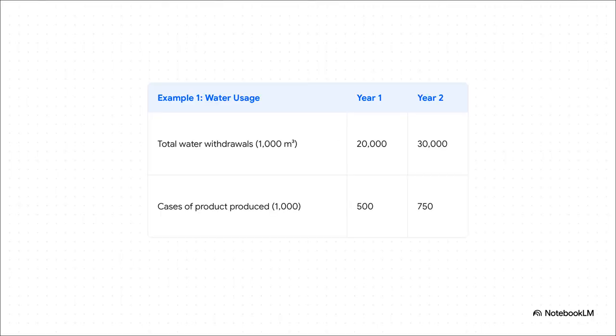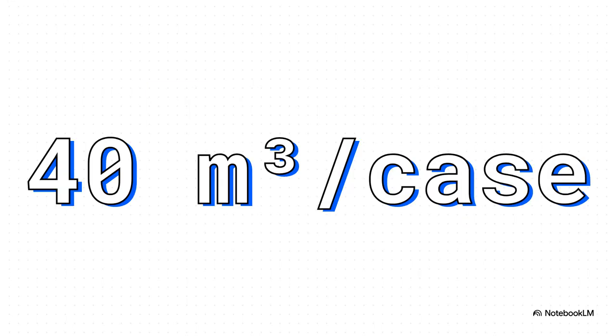So let's go back to our first example, right? That scary 50% jump in water use. But now let's add in a key activity metric, the number of product cases they produced. Turns out, production also went up by 50%, from 500,000 cases to 750,000. And when we do the simple math, divide the water used by the cases produced, the story does a complete 180. In year 1, the company used 40 cubic meters of water for every case.